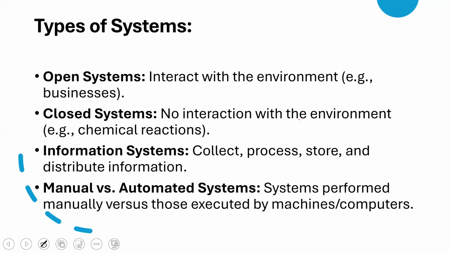You also have the manual system and then the automated system. The manual systems are the systems that are performed manually by humans. Okay, the automated system does not require human hands to operate it. It is usually executed by machines. Okay.